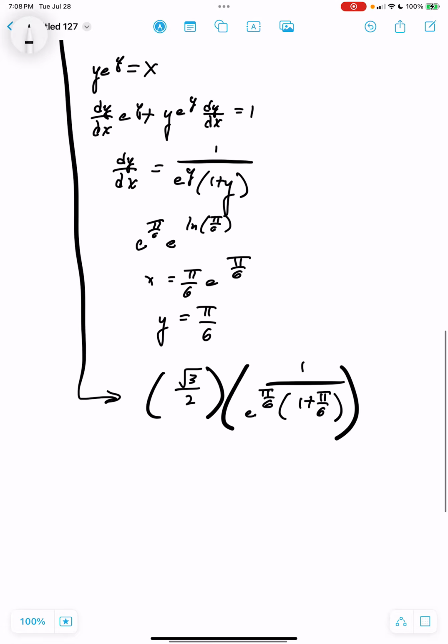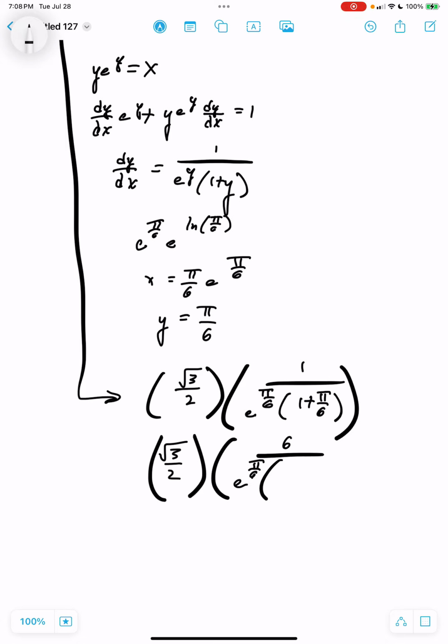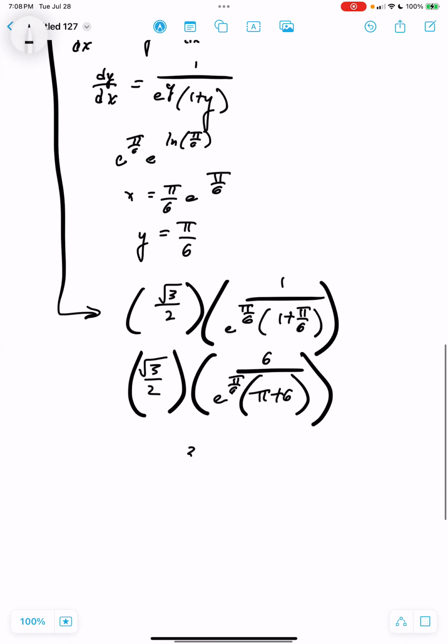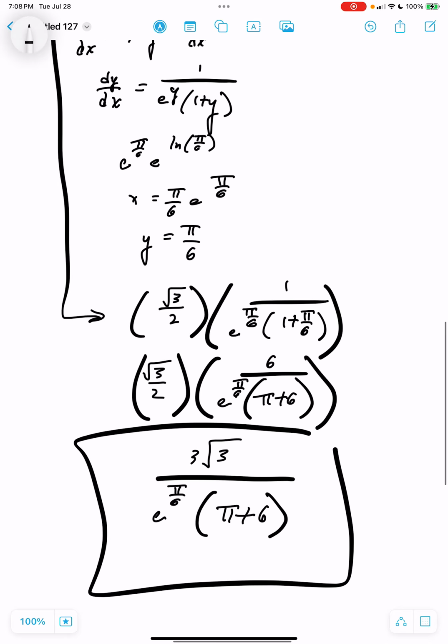And I'm going to simplify by multiplying by 6. So I get √3/2 times 6 over e^(π/6) times (π + 6). And now when I simplify all this, I get 3√3 over e^(π/6) times (π + 6). And that right there is my answer.